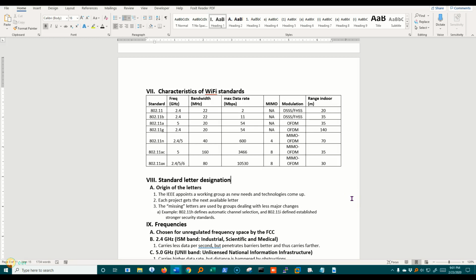Let's talk about range. And as you can see here, we had a very short range at the very beginning. We got to 140 meters up here with G, and now we're back down again to this 35 and 30 with AC and AX. So we're losing ground here. When we get 140 meters and now we can only get 30 meters, that's quite a difference. Only 20 back here.